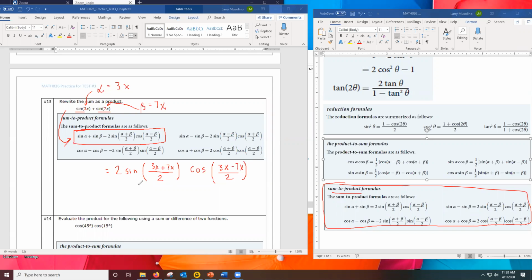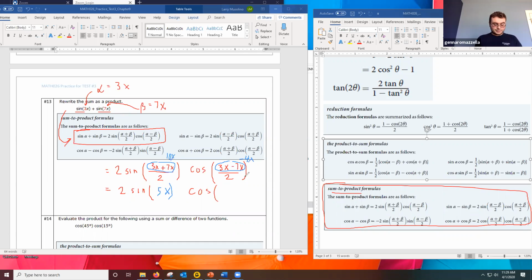All right, now I'm just going to simplify inside the parentheses. In the first parenthesis, on the top there, it's 3x plus 7x. But of course, that's 10x. And 10x over 2 is 5x. In the back parenthesis, I'm going to have a cosine. And notice on the top, when you subtract 3x, subtract 7x, that's negative 4x. Then negative 4 divided by 2, and then you get negative 2x. Right, so negative 4x divided by 2 is a negative 2x. And that's how we get the 2x.